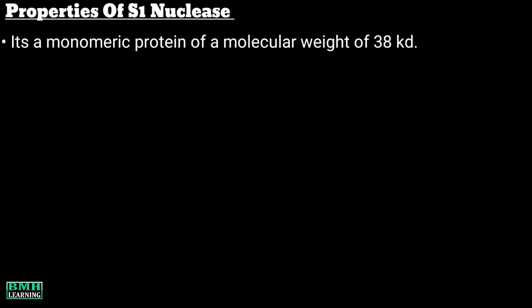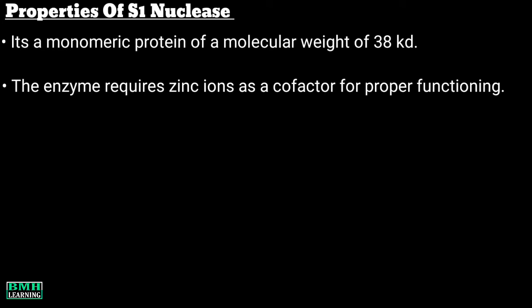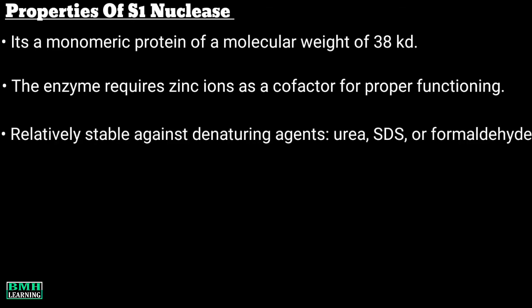Now let's talk about some properties of this enzyme. S1 is a monomeric protein with a molecular weight of 38 kilodalton. To function properly, this enzyme requires zinc ions as a cofactor. The enzyme has a very important property. It is relatively stable against denaturing agents like urea, SDS, or formaldehyde. This is the optimum pH range for S1 nuclease activity.